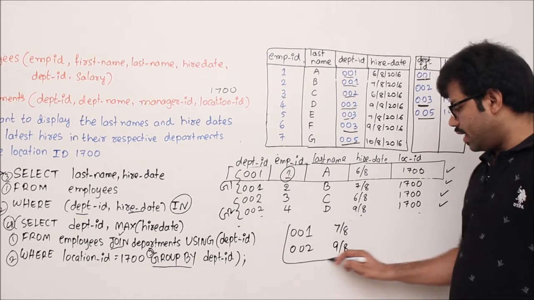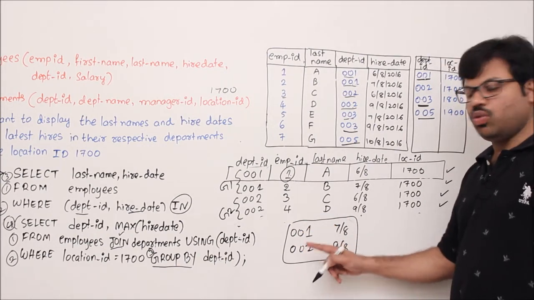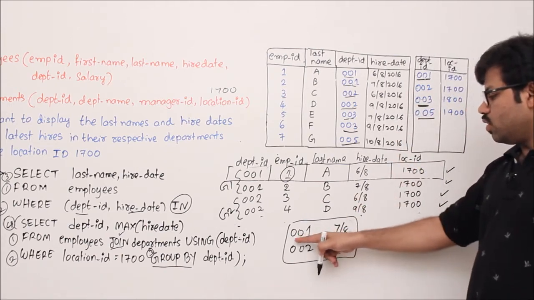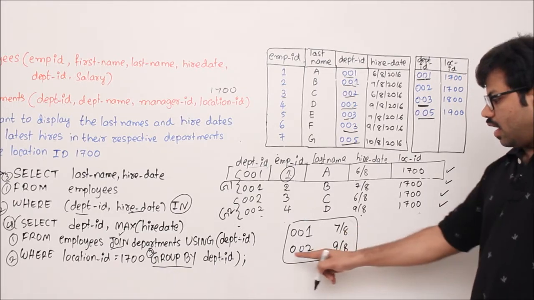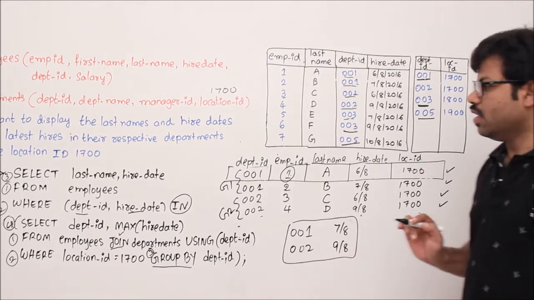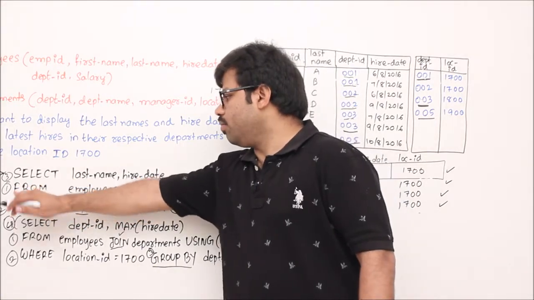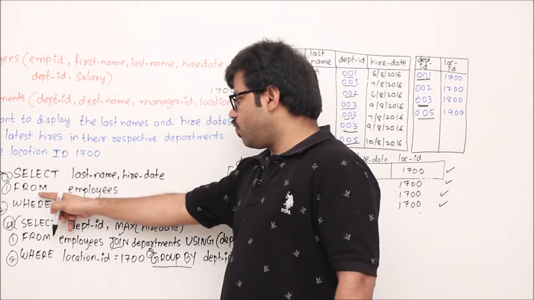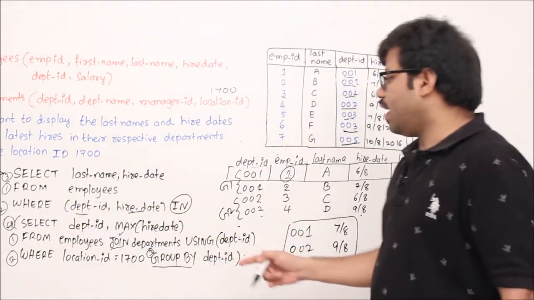Now, so this is the data. How to understand it? There are two departments in 1700 location ID, and in that, 001 department, the latest hire is at 7,8 and in 002 latest hire is on 9,8. Remember it. Now what we are doing is, the actual query is this one, right, for us, from where select. Let's execute it blindly. So what this is doing is from employees where department ID and hire date.